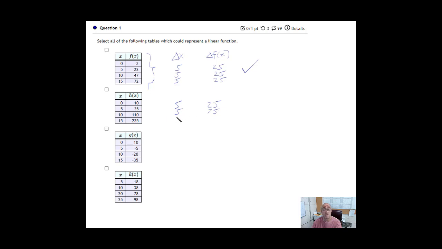Let's check one more here. So from 10 to 15 is 5. From 110 to 135 is 125. So you can see the rate did not stay the same. So this is not a function.